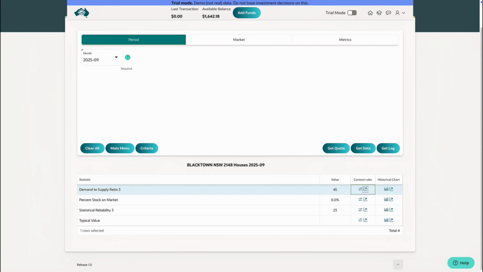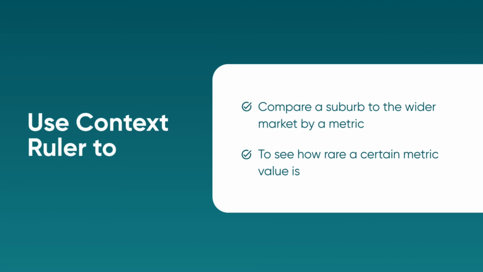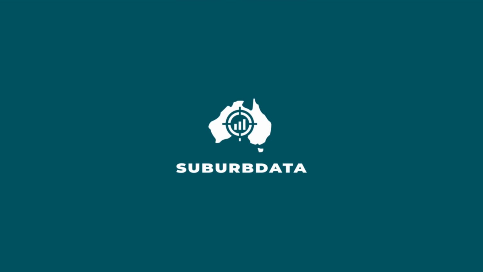And this concludes the context ruler tutorial. Remember to use the context ruler to compare a suburb to the wider market by a metric and to see how rare a certain metric value is.